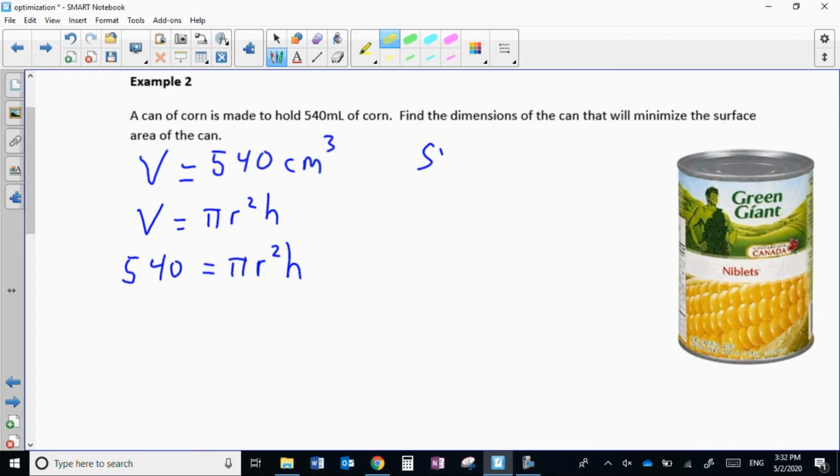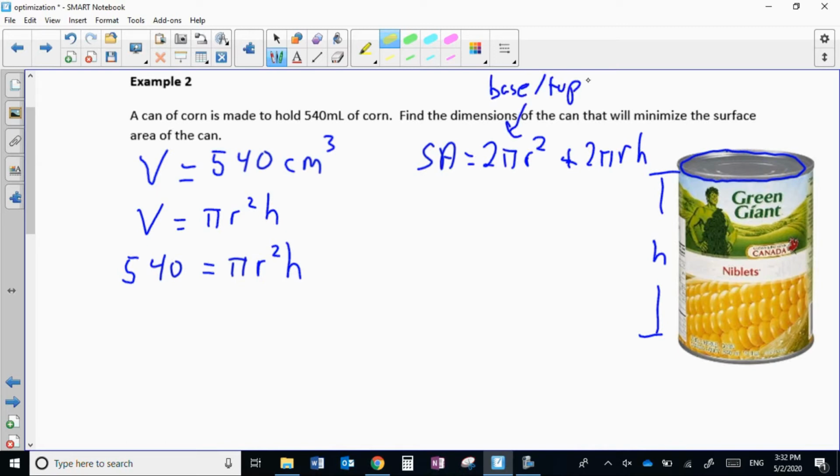Now, the surface area of a cylinder is 2 pi r squared. That's 2 times the circle that makes up the base and the top, so 2 times pi r squared, plus the lateral surface. Now, the lateral surface is made up of a rectangle where one side of the rectangle has the height of the can, and the other part of the rectangle is actually the circumference of the circle. Now, the circumference of a circle is 2 pi r times height gives you the area of that rectangle. So there again, that's your base and top, and that's what's called your lateral surface, which in this case is a rectangle.